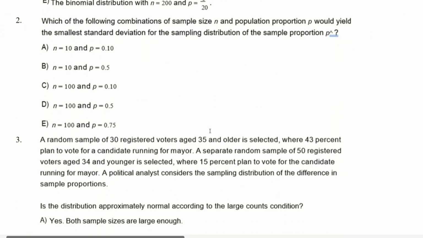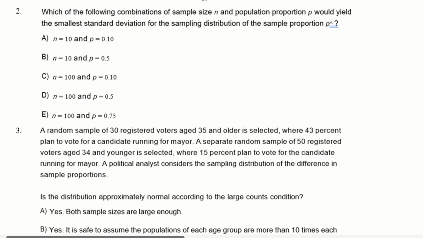All right, so number 2, which of the following combinations of sample size n and population proportion p would yield the smallest standard deviation for the sampling distribution of the sample proportion p hat? Okay, so we're talking about the standard deviation for p hat, which is the square root of p times 1 minus p over n.